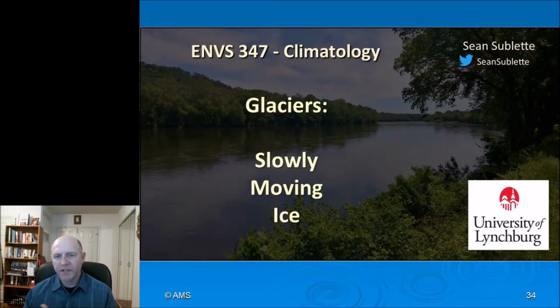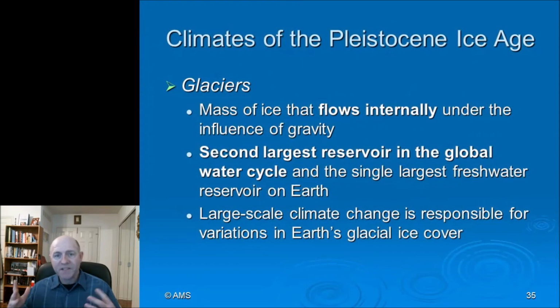So with all this talk of glaciers, what are they? I mean, they're ice, but most people don't know that glaciers are moving. They're just moving really, really slowly compared to what we think of as things moving along. But glaciers do flow, and they do flow basically to the sea. They're a mass of ice that flows internally under the influence of gravity. And it's the second largest reservoir in the global water cycle, and the single largest freshwater reservoir on Earth. Think about all the ice, freshwater ice, sitting on Antarctica and sitting up in Greenland.